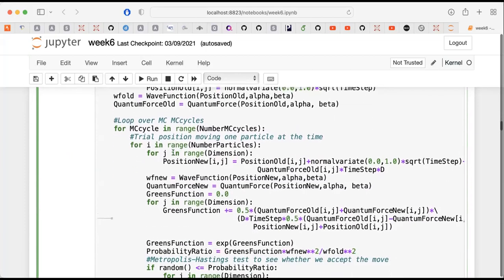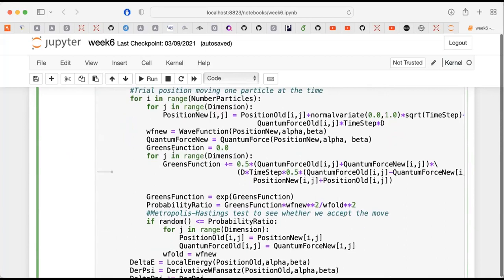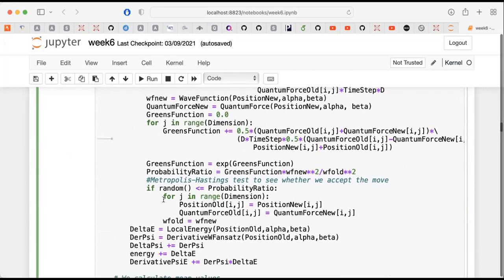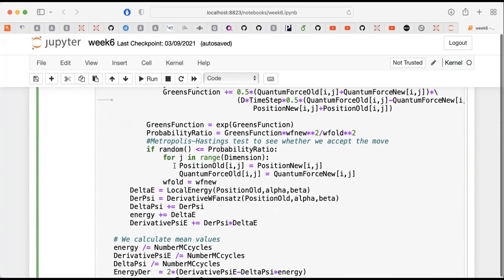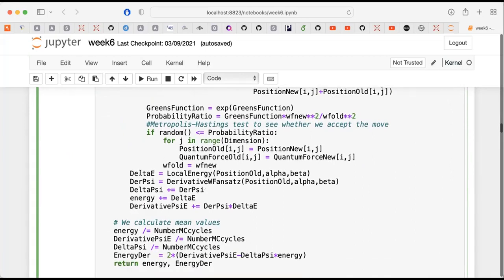If we scroll down, we have the standard Metropolis testing, which comes in here, and we find the new positions. We update the quantum force. But now we have new integrals which we need to evaluate. One thing which I want to have is obviously the local energy, and we have the derivative of the wave function. So this function, the derivative wave function ansatz, goes into this delta psi.